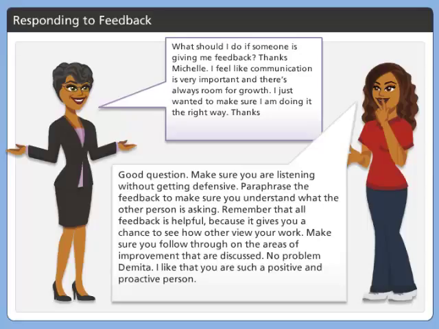What should I do if someone is giving me feedback? Good question. Make sure you are listening without getting defensive. Paraphrase the feedback to make sure you understand what the other person is asking. Remember that all feedback is helpful because it gives you a chance to see how others view your work. Make sure you follow through on the areas of improvement that are discussed.